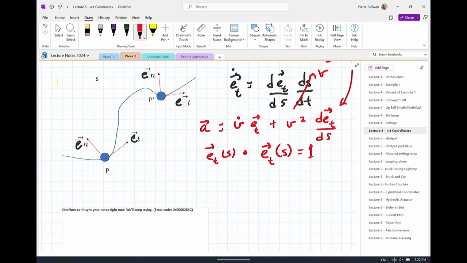So if I do that, I can take the time rate of change of those terms. And time rate of change in this case ends up being dEt ds dotted with E sub t, I'm just going to say E sub t for now, plus dE sub t ds dotted with, actually it should be the other way around. Same thing.